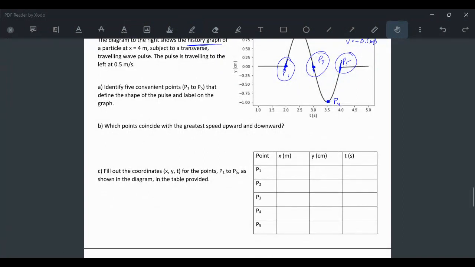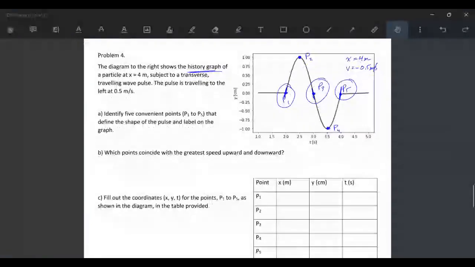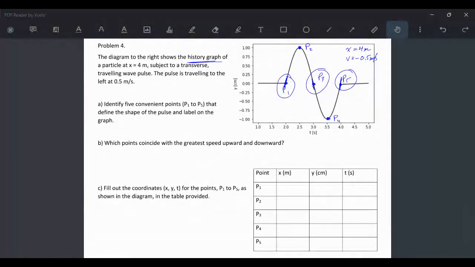Part C says fill out the coordinates, so we're basically repeating what we did last time. History graph of x equals 4. That means we have a y and we have a t for when they're at x equals 4. So we can just fill in the first column entirely with 4s. So at 2 seconds, P1 was at 0. At 2.5 seconds, we have 0.2.